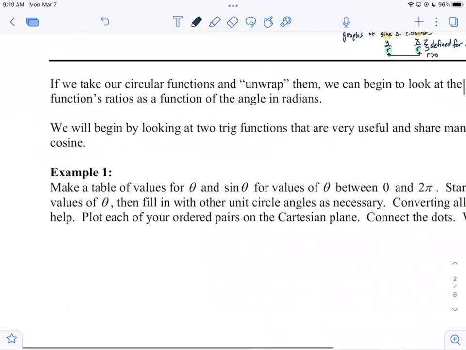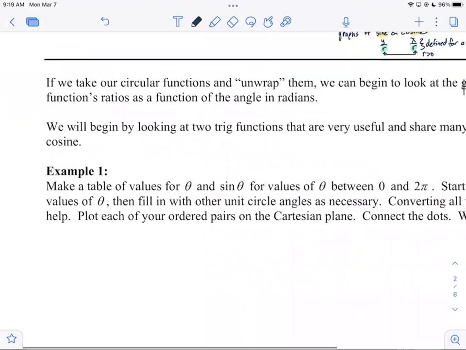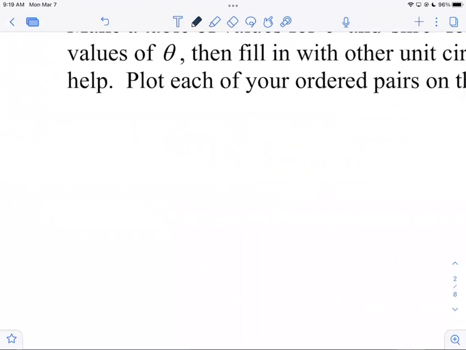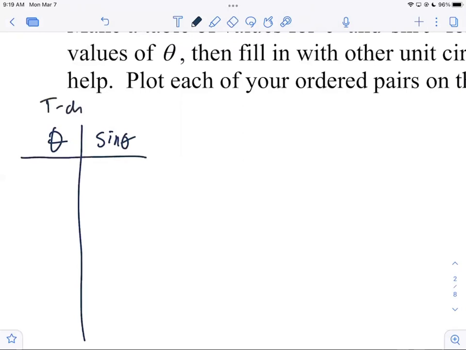So let's go ahead and do this. We'll do this by hand. Make a table of values for theta and sine of theta between 0 and 2 pi. Okay. Let's start by choosing quadrantal angles. Whenever you want to know what a graph looks like, I think in Algebra 1 you learned this, you make a t-chart or a t-table.